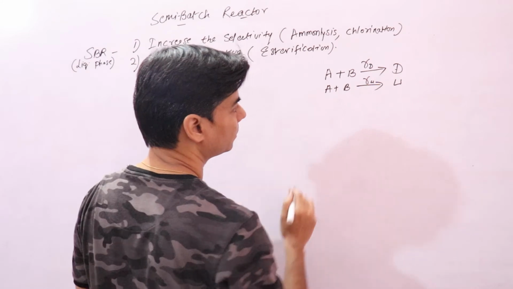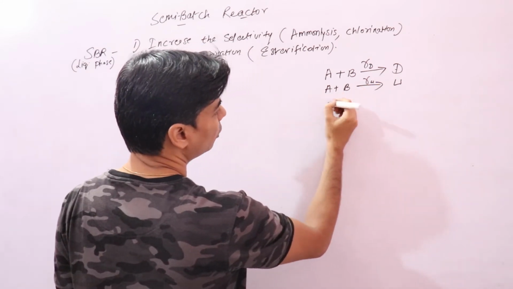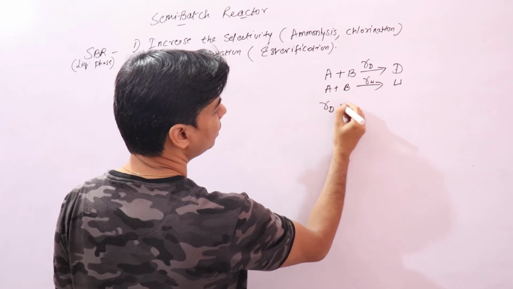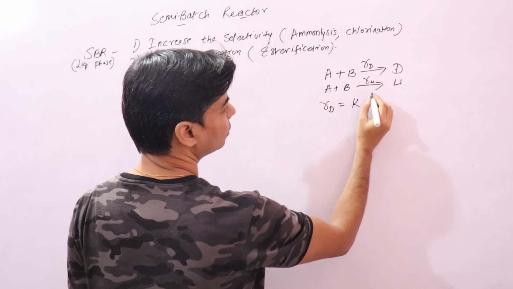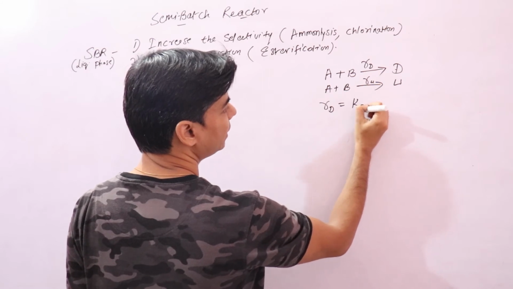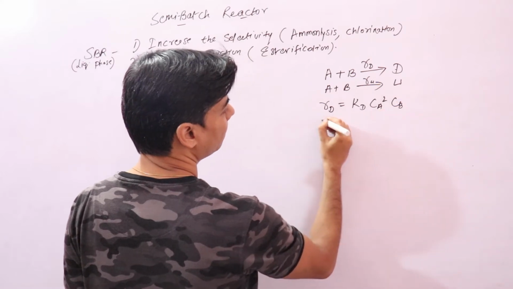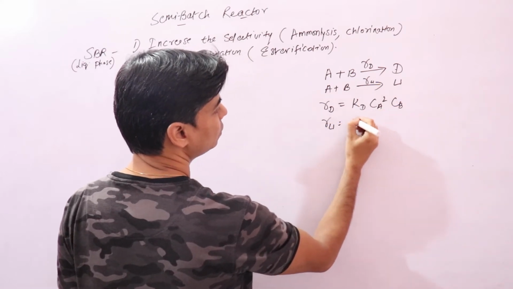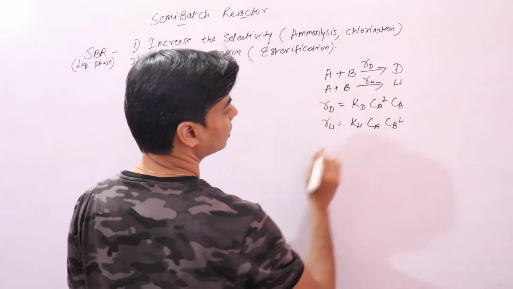Now if you apply the rate law, like what we used to do in chemical kinetics, as per the rate law, RD is equal to KD CA squared CB, where KD is the rate constant of this reaction. For this, RU is equal to KU CA CB squared.